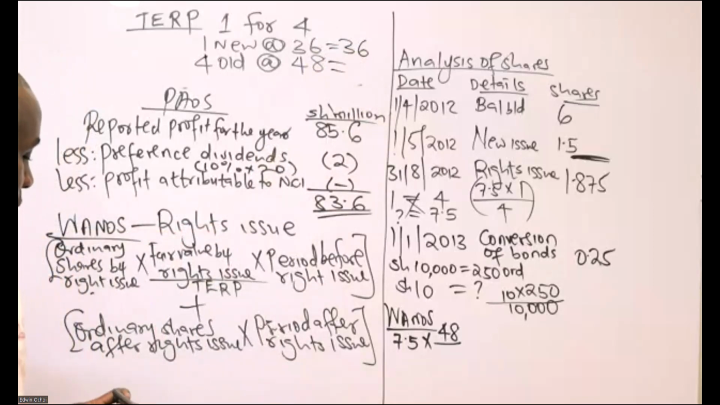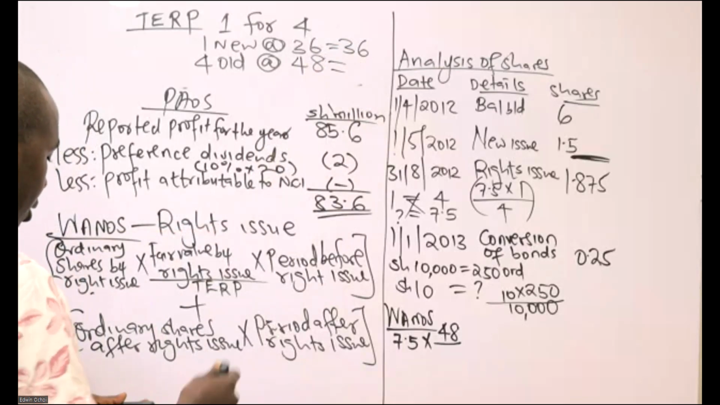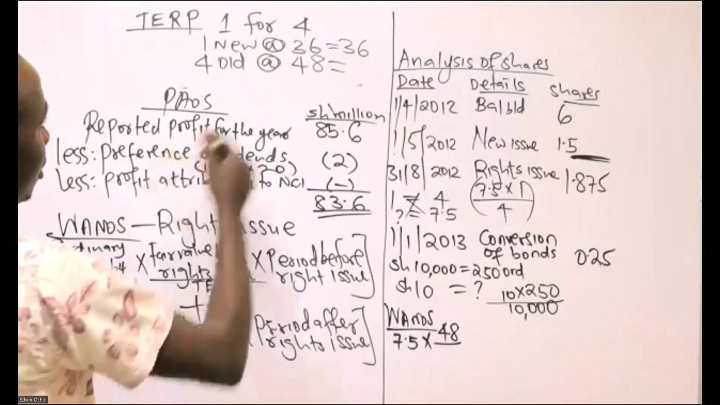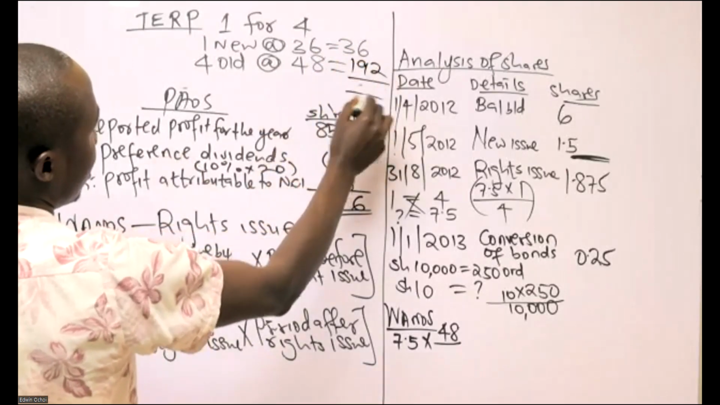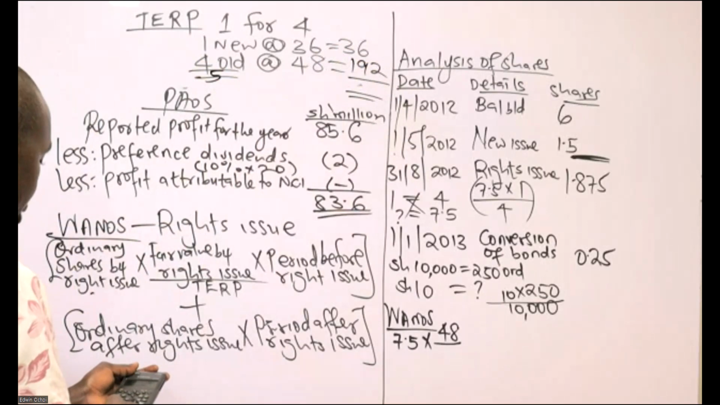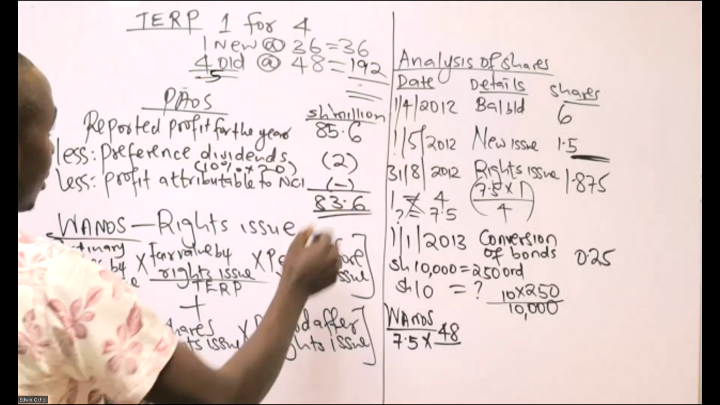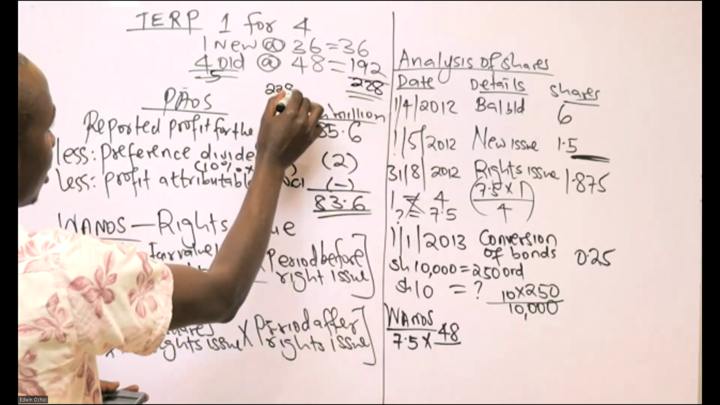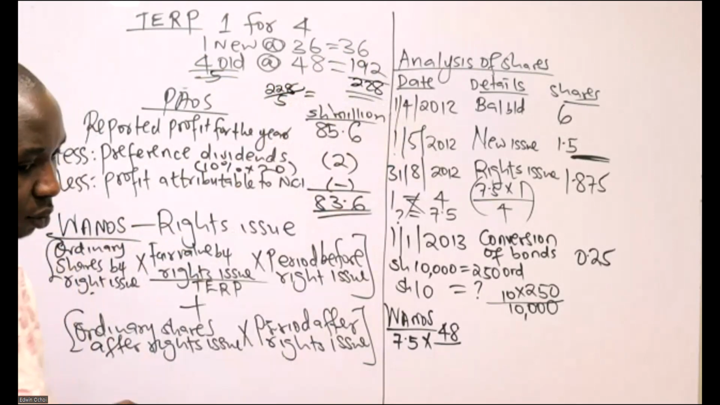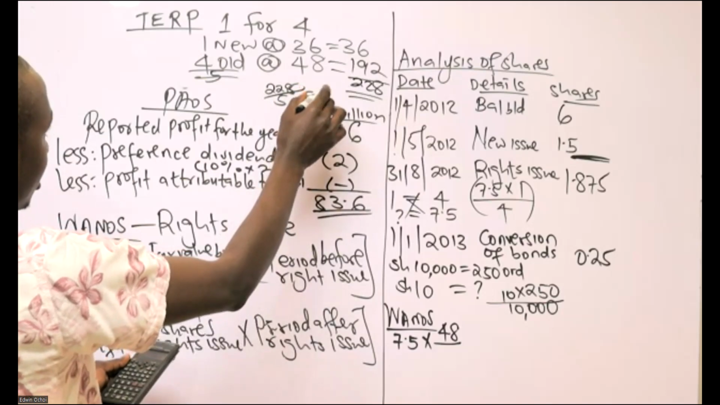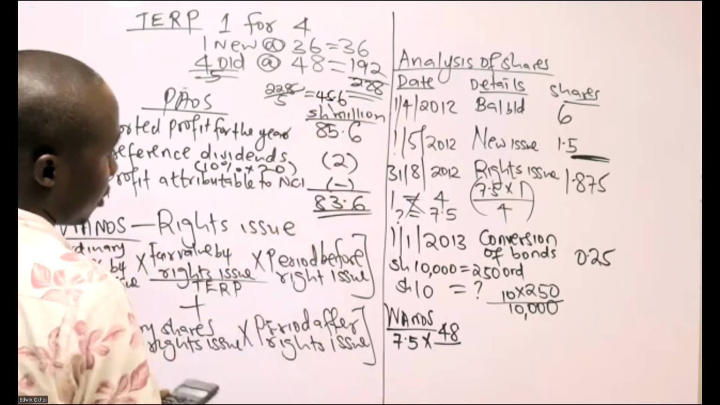So multiply this and this. 4 times 48 is 192. So this is 192. So what you do, you add this and this. This is 5. 192 plus 36, so this is 228. So take 228 divided by 5. So here we have 45.6.